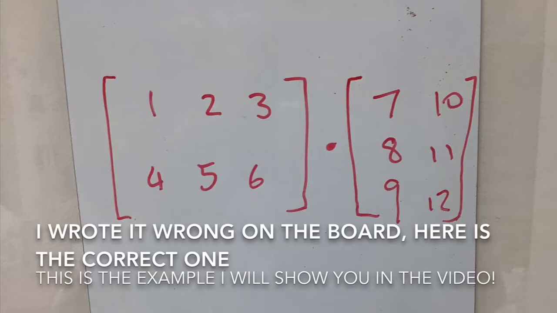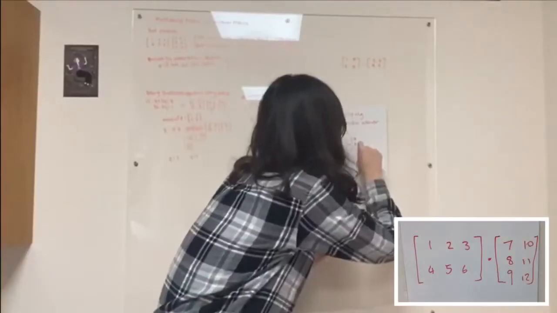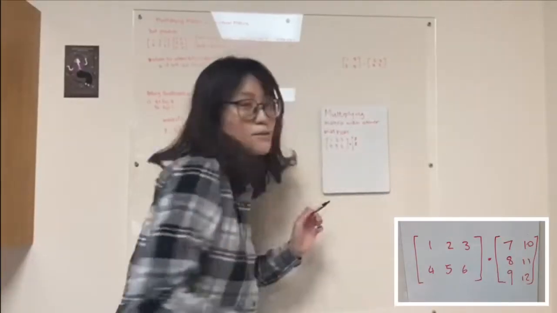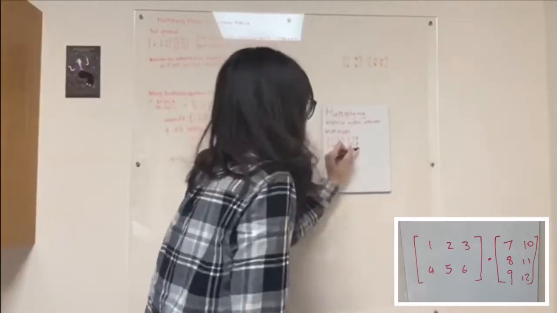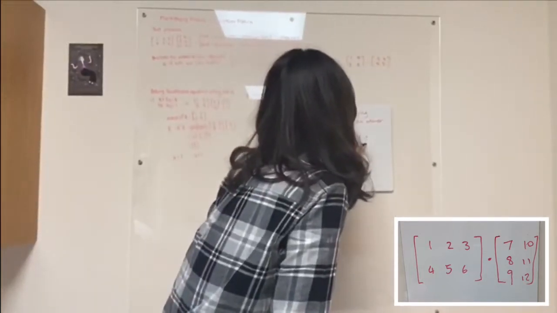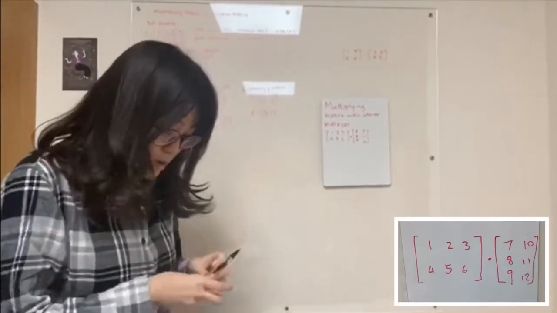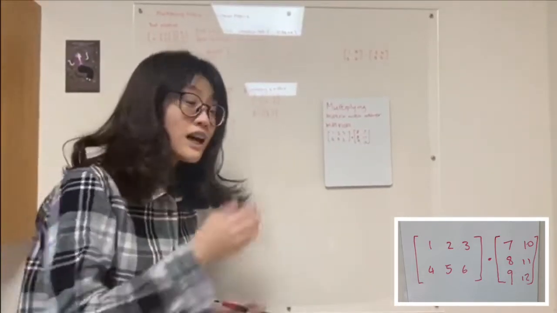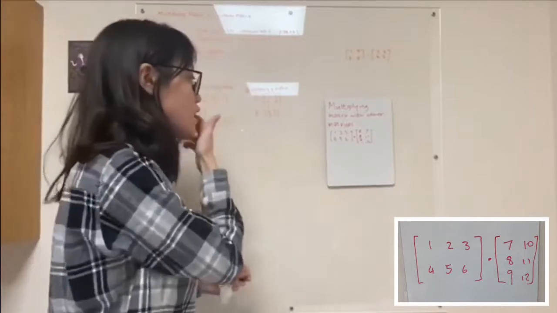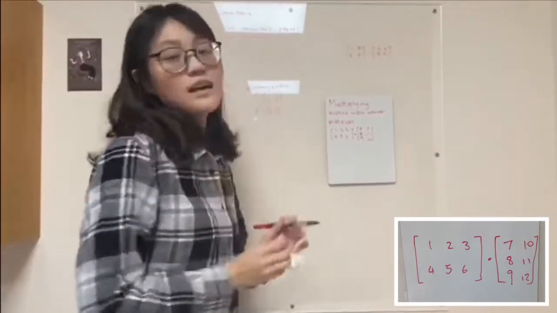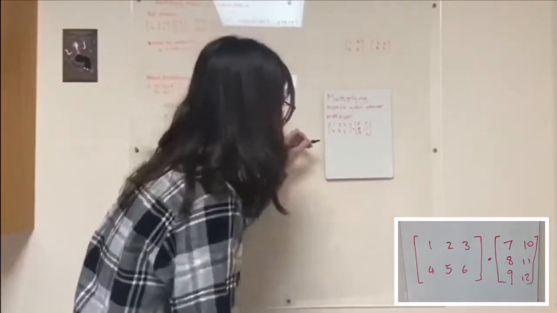No, wait, I wrote it wrong, actually. I can't count. I'm a horrible mathematician, so 7, 8, 9, 10, 11, 12. That's the correct matrix that I was supposed to give you guys an example on. So, this is how you multiply a matrix.